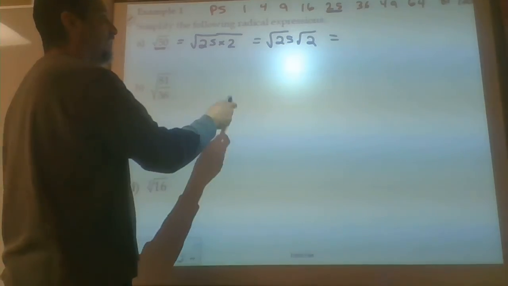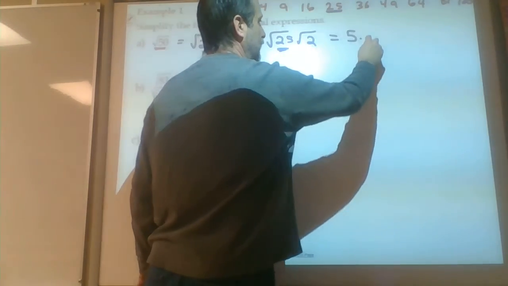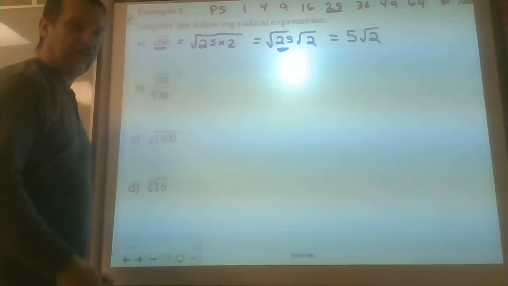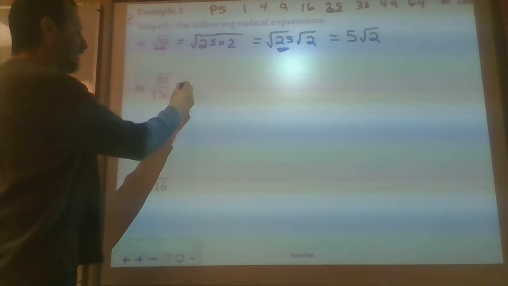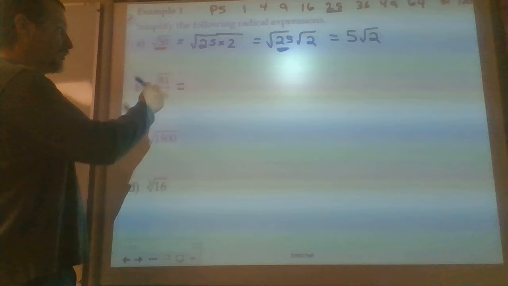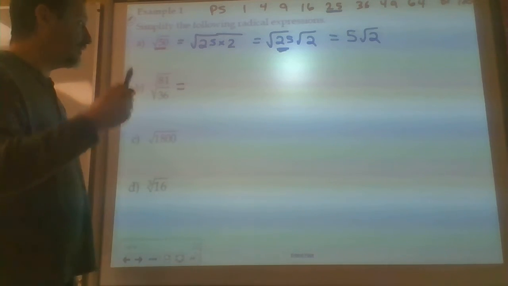And then we can simplify by completing this. The square root of 25 has an answer of 5 times the square root of 2. And that is a simplified radical. Same thing here. Division ones, we can work with individually top or bottom, or we can piece them all together as one, just as the situation implies.